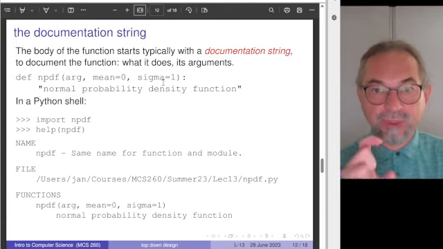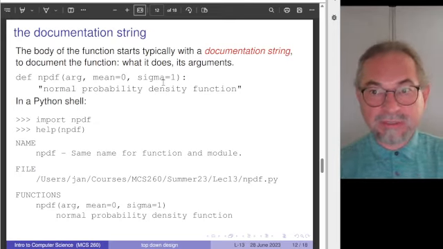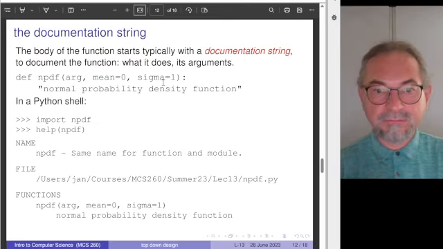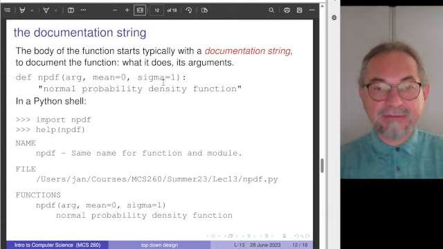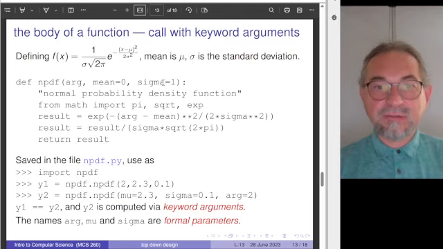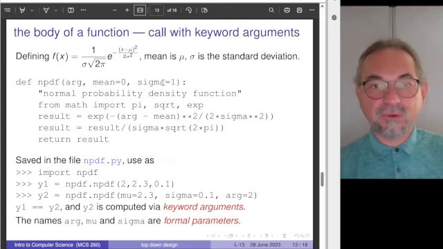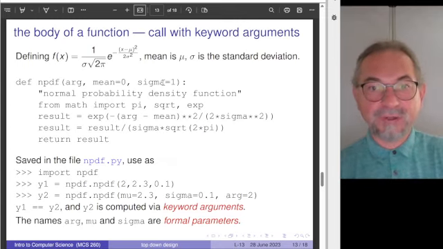So here I have only one function and I named the module, the file, the same name as the function. This is fine if you have only one function. So you see same name for function and module. You see the documentation string and the header of the function. You don't see what the function does. Here it is. So we are essentially translating a formula into an algorithm, a formula translated into a function.